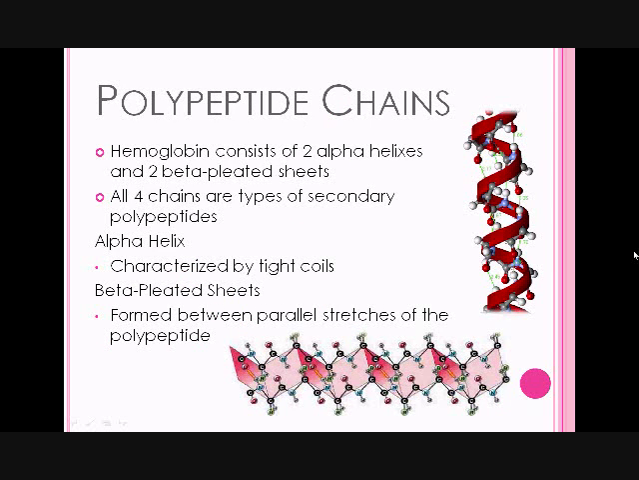Polypeptide chains. Hemoglobin consists of 2 alpha helixes and 2 beta pleated sheets. All 4 chains are types of secondary polypeptide structures, which are either coils or folds within the chain that can be caused by hydrogen and oxygen atoms near the peptide bonds between the amino acids. Alpha helix is characterized by tight coils, and beta pleated sheets are formed between the parallel stretches of polypeptides.